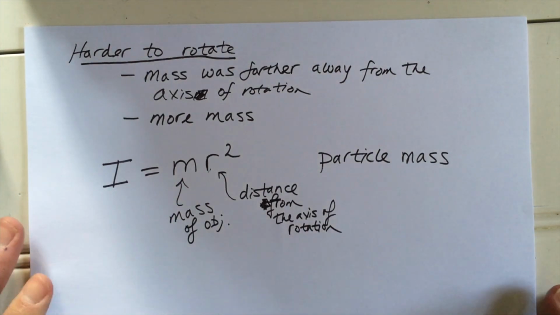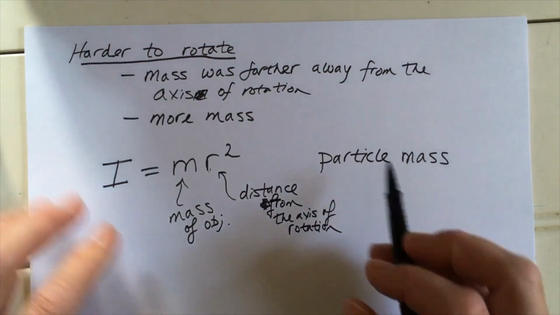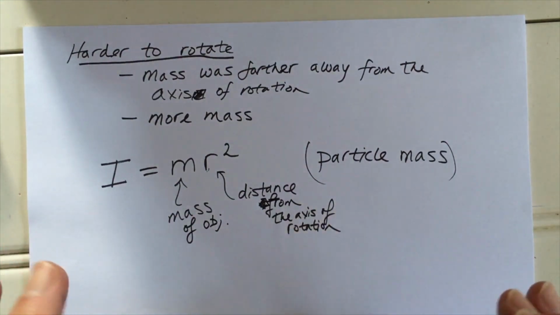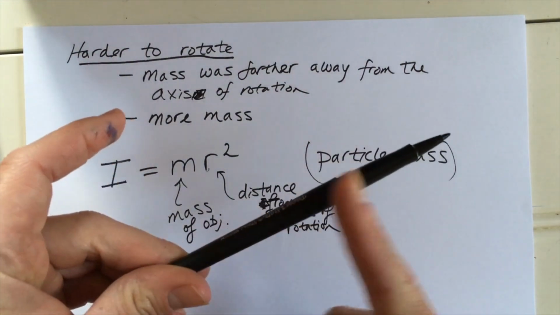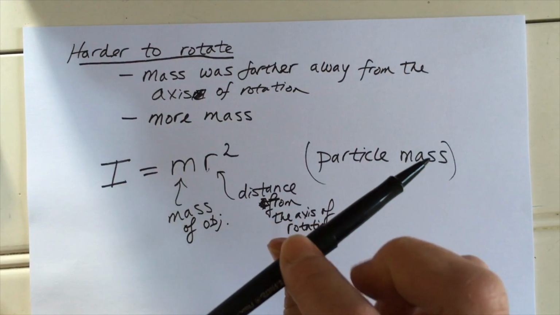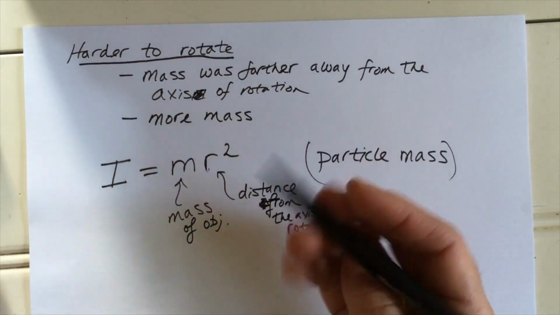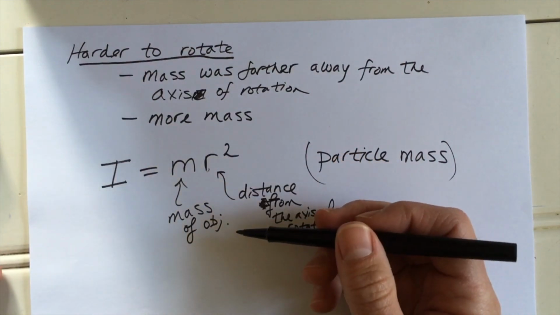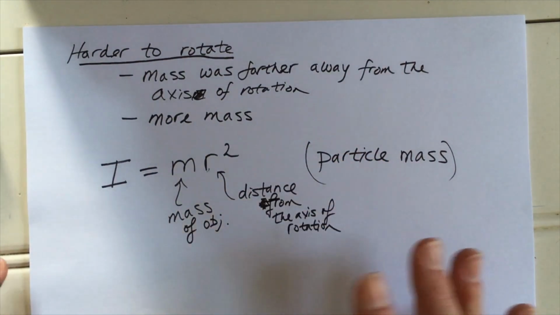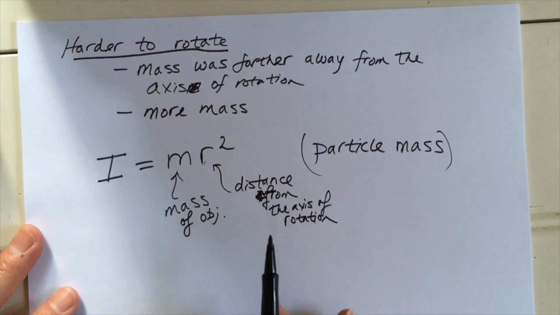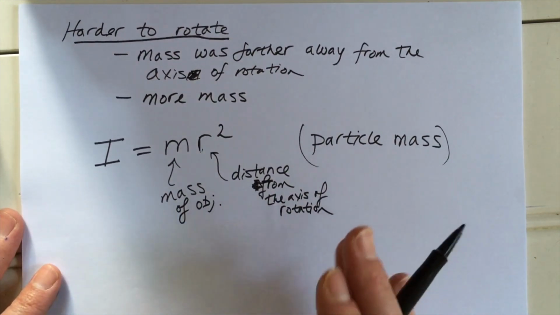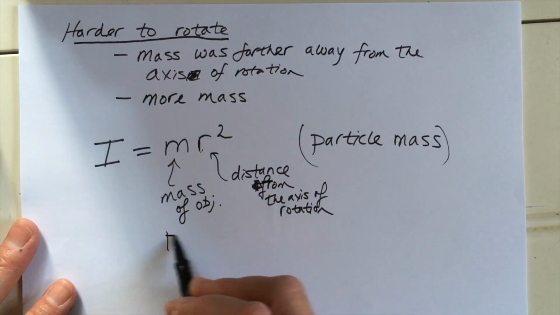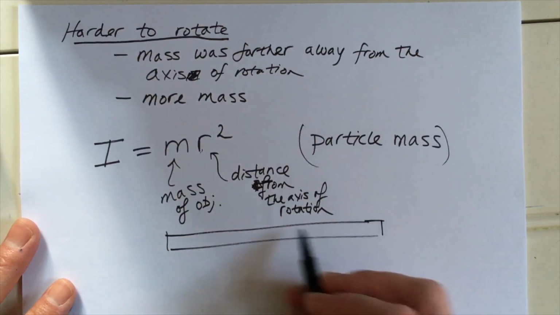Now, this is for a particle mass, when all the mass is located at one point. We know an object like this does not have all of its mass at one point, and that's what we consider with the idea of a center of mass. But that's not good enough for moment of inertia. When we're talking about moment of inertia, we consider something an extended object. So something like a meter stick has an infinite number of masses.